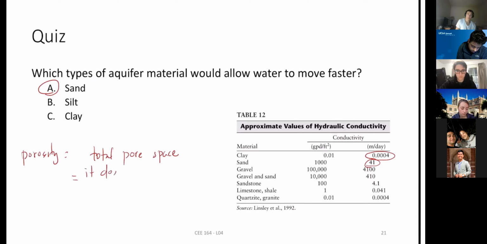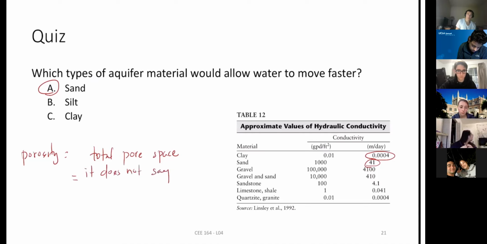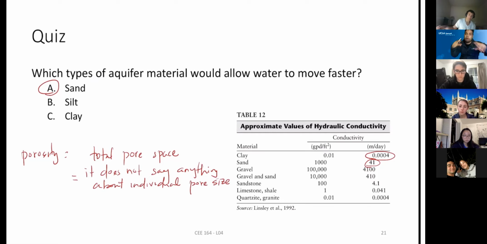It doesn't say anything about the individual pore. That individual pore size depends on the actual particle size. If individual particles are bigger, that means when they come closer, there will be a bigger gap in between. So I think pore size increases if particle size increases.